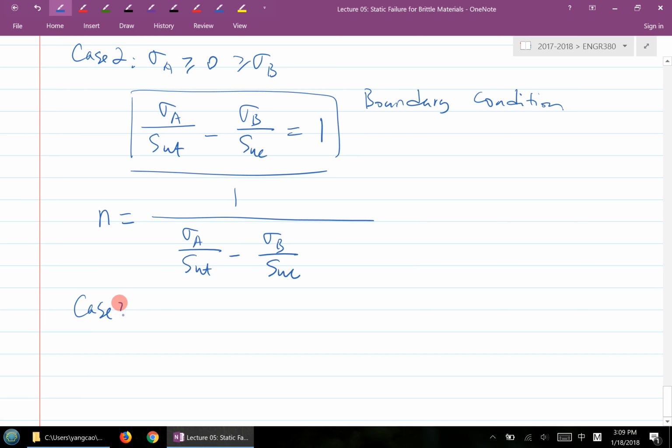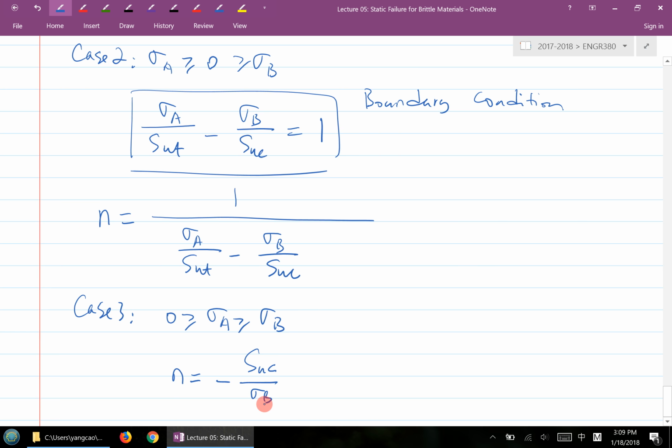Then case number 3, where we have 0 greater than sigma A greater than sigma B. There's no change for this case. It's still the same as MNS theory: negative SUC over sigma B.